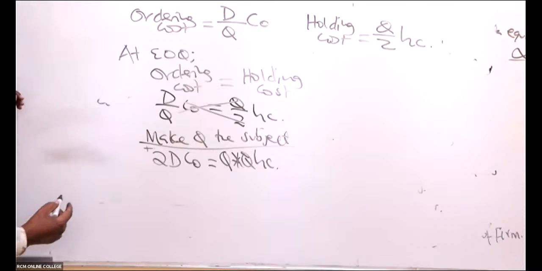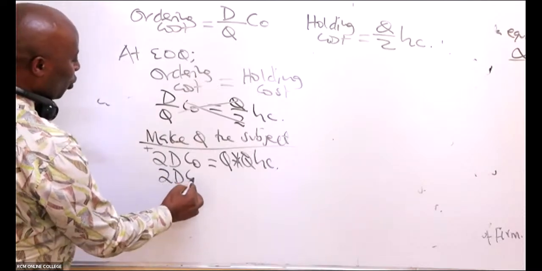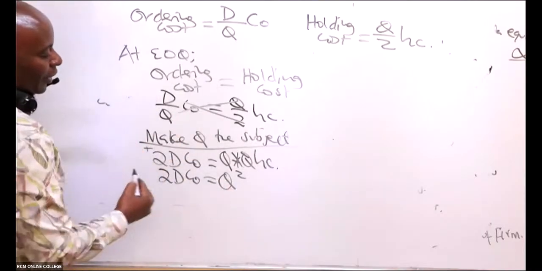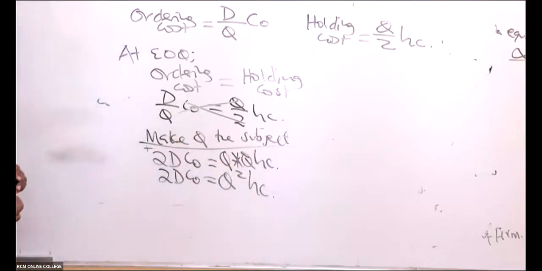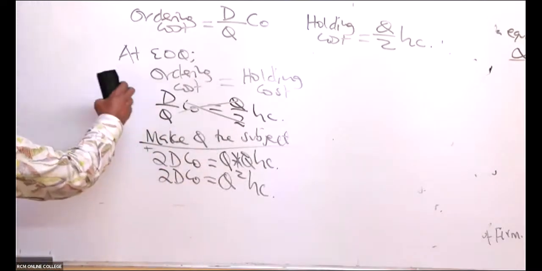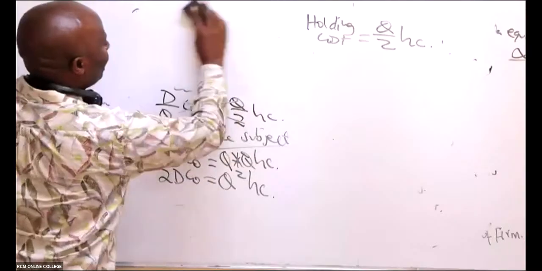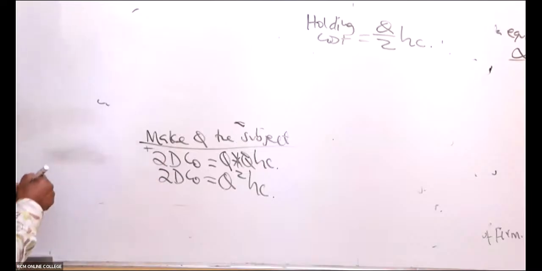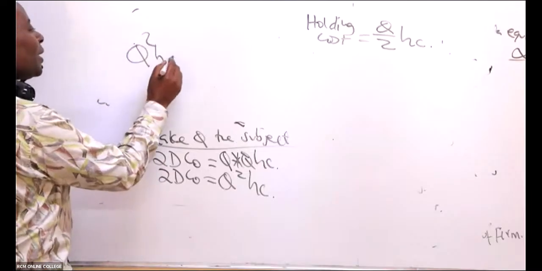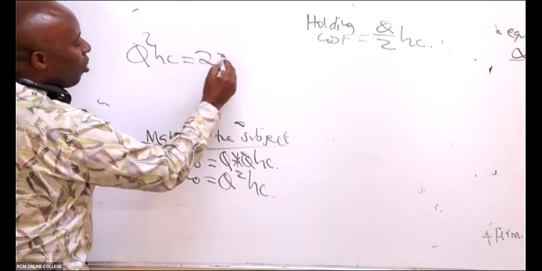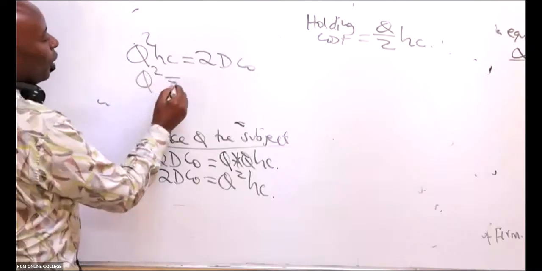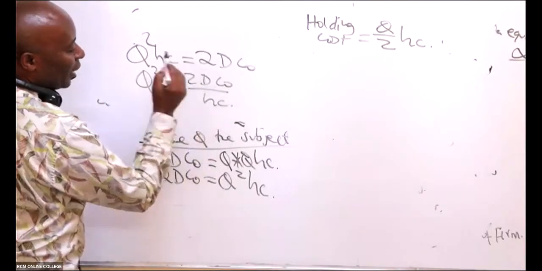So what are you saying, Mwalimu, here? What Mwalimu is saying is 2D core will be equal to Q squared what here, somebody? HC. So bring this term this side, the other one the other side. Very nice. So if you bring this side, it will be Q squared HC equals 2D core. So I want Q squared to be equal to 2D core over what here, somebody? HC.